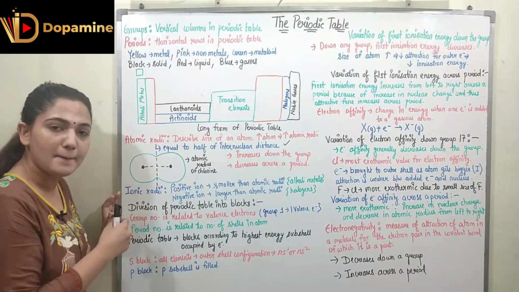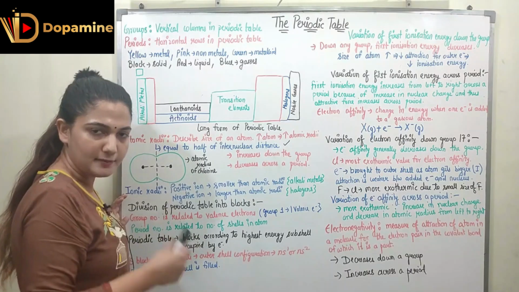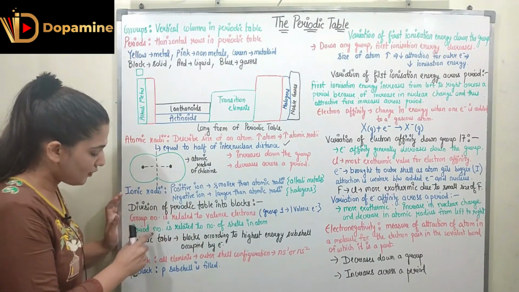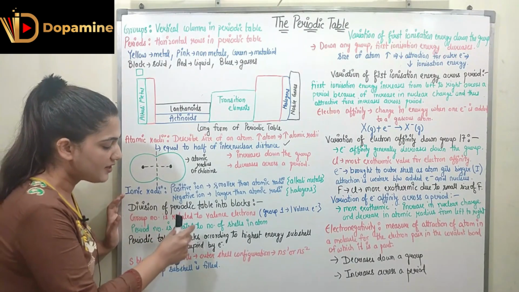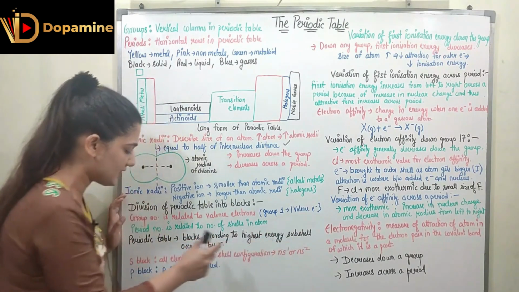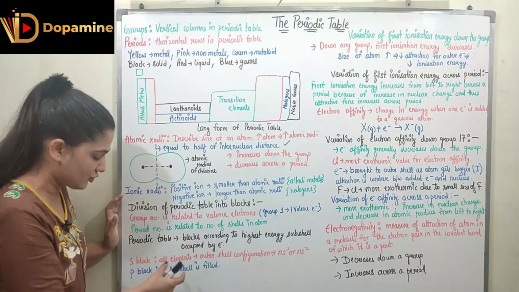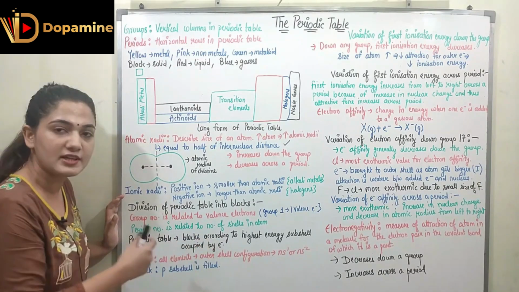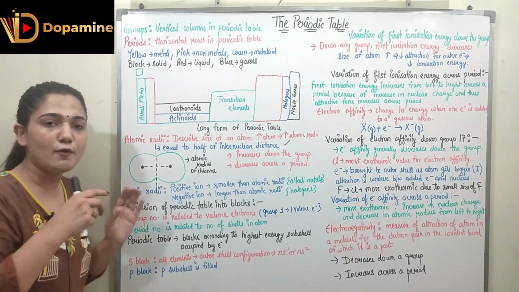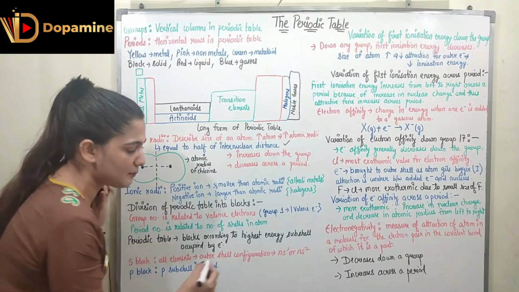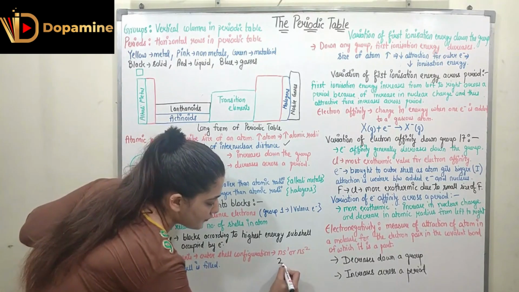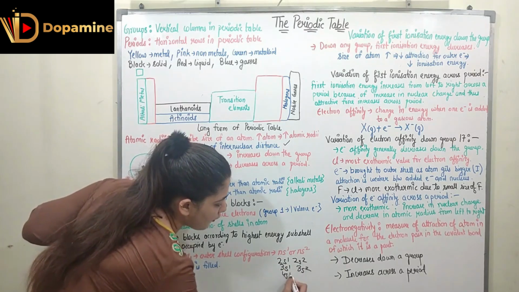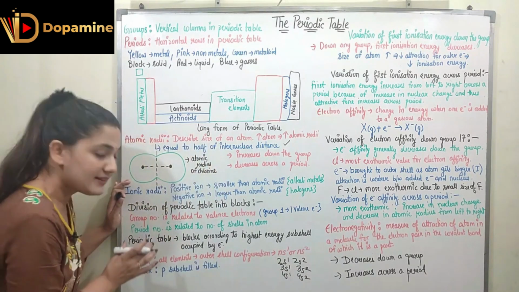Now the period number is related to the number of shells in an atom. How many shells are there? If I have more shells, the period number would be larger. In the periodic table, we have different blocks according to the highest energy subshell occupied by the electron. The s block has all elements with outer shell configuration ns1 or ns2. So any atom in the s block will have a configuration such as 2s1 or 2s2, 3s1 or 3s2, 4s1 or 4s2. In this manner I have the s block.